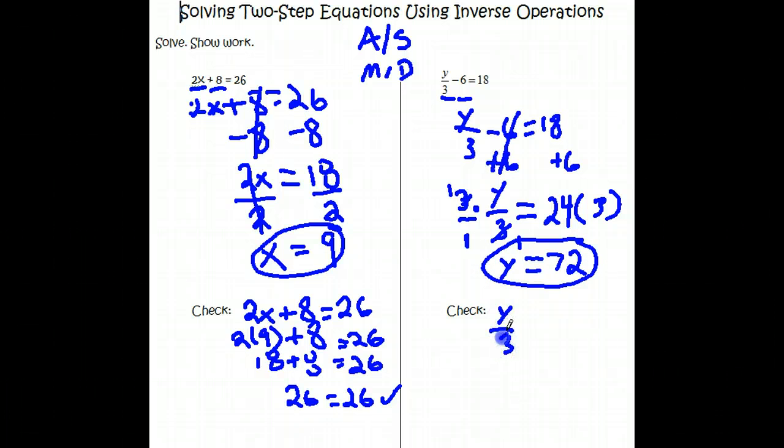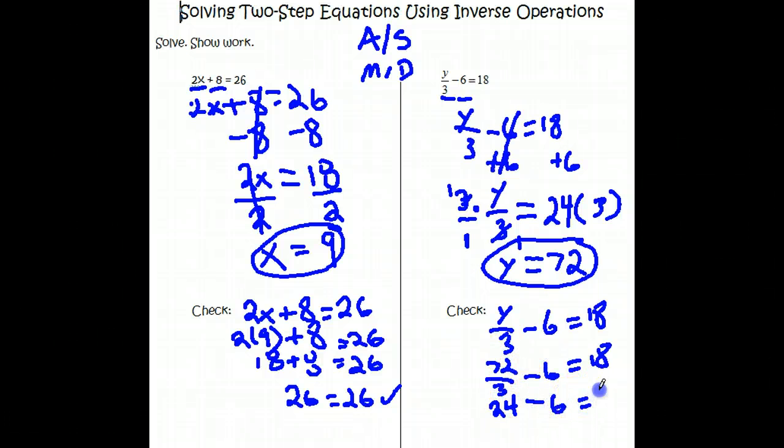Y divided by 3 minus 6 equals 18. We'll substitute 72 in for y. 72 divided by 3 minus 6. Hopefully that's going to equal 18. 72 divided by 3 turns out to be 24. Remember, I'm doing the division first because now I'm evaluating. Now 24 minus 6 is 18. 18 equals 18. That's a true statement. So I'll check that off. Y equals 72 was the correct solution.